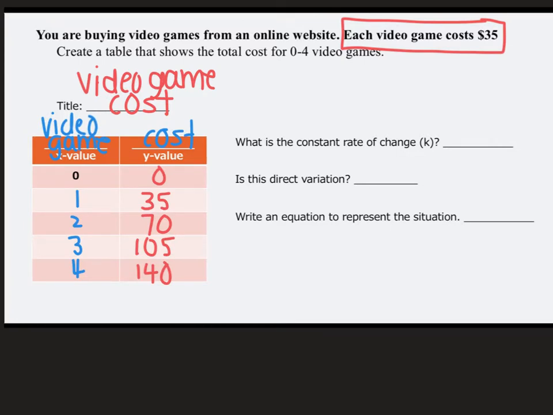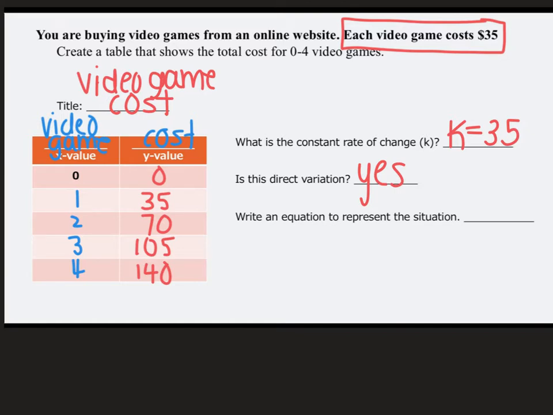So a couple questions after we filled out our table. It says, what is the constant rate of change? So what is our K value? Well, our K is going to equal 35, right? That's our unit rate. That's our constant rate of change. And then, is this direct variation? Well, yep, it is, because I have a K value that is consistent for each of my X and Y values. So absolutely, this is direct variation.